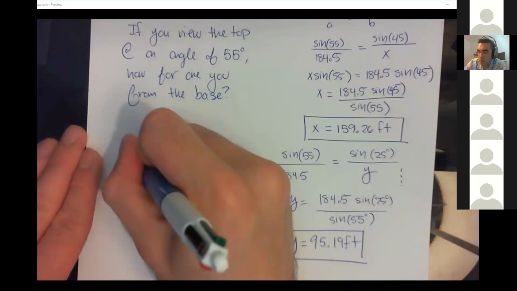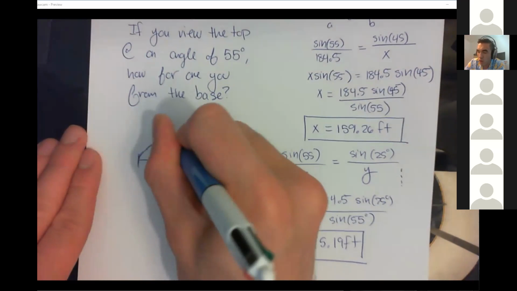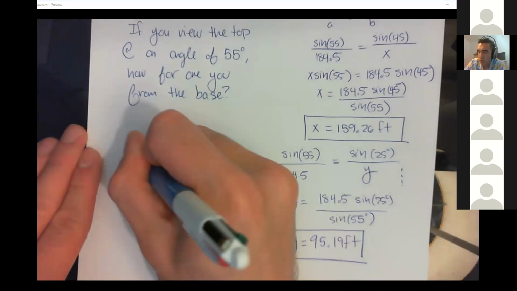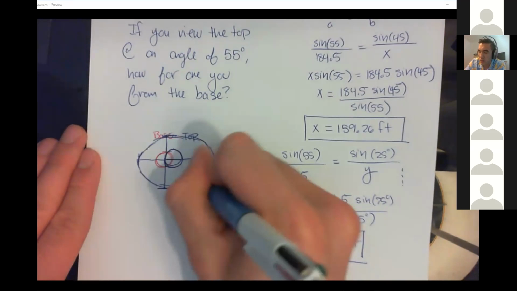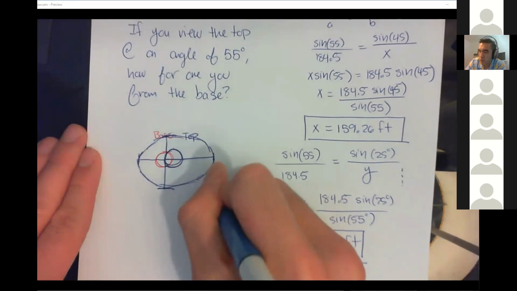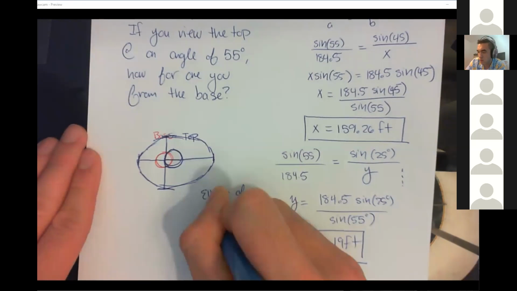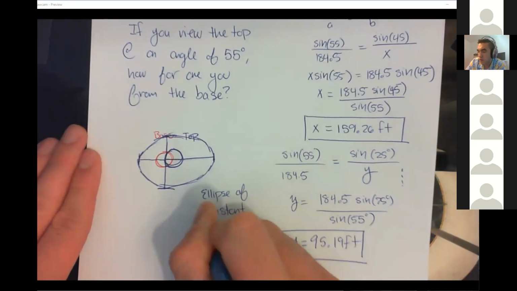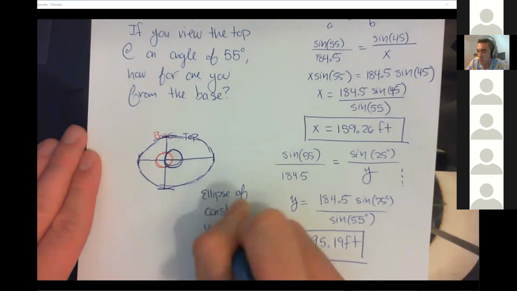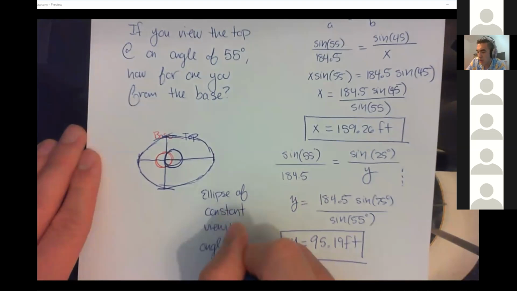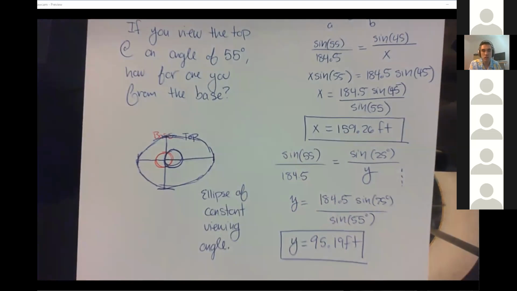And this shape that you get, if you want to walk around while always viewing the top at 55 degrees, this would actually make an ellipse of constant viewing angle. This is way outside the scope of this class. But if you take these equations and force theta to remain constant while you walk around the tower, you would have to walk an elliptical pathway around the Leaning Tower. Are there any other questions out there about this before I move on to the bonus question?